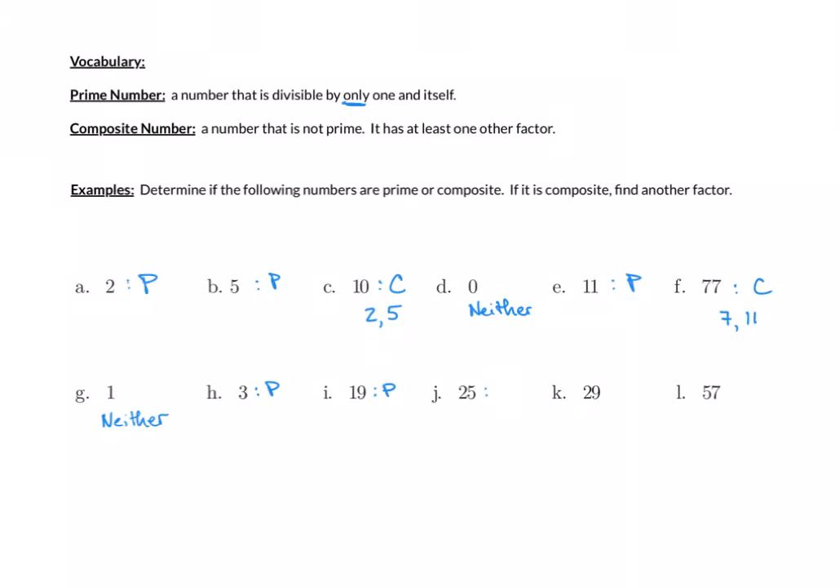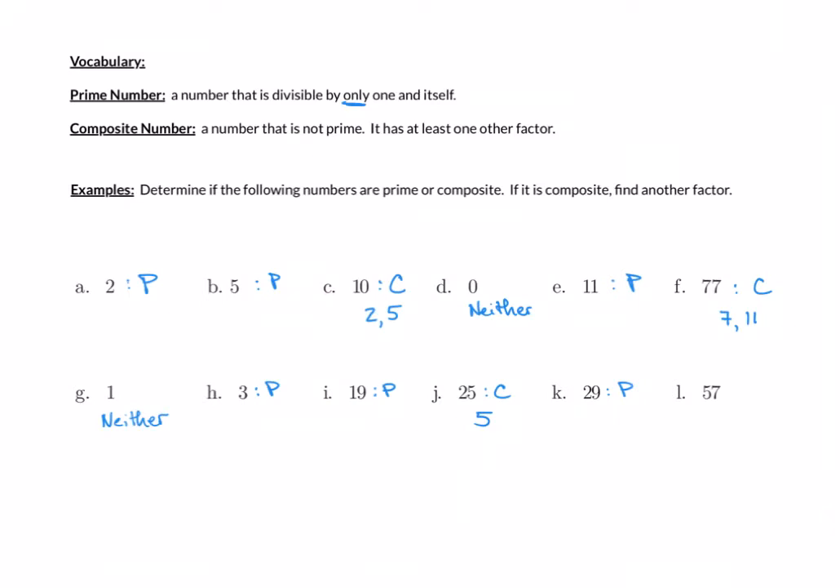25 is composite. It is also divisible by 5. 29 is prime.